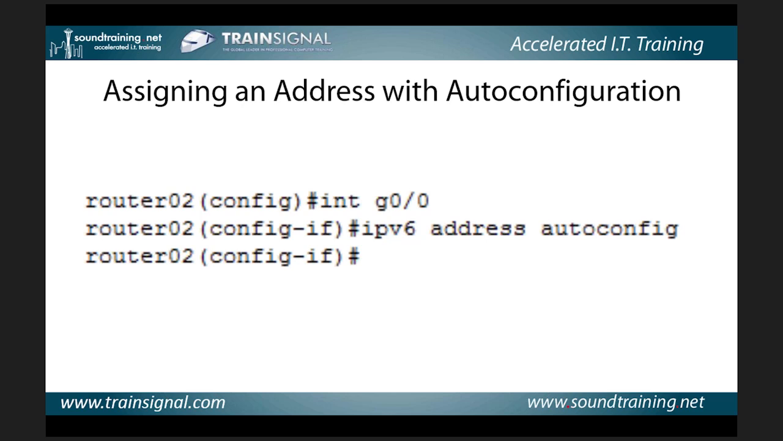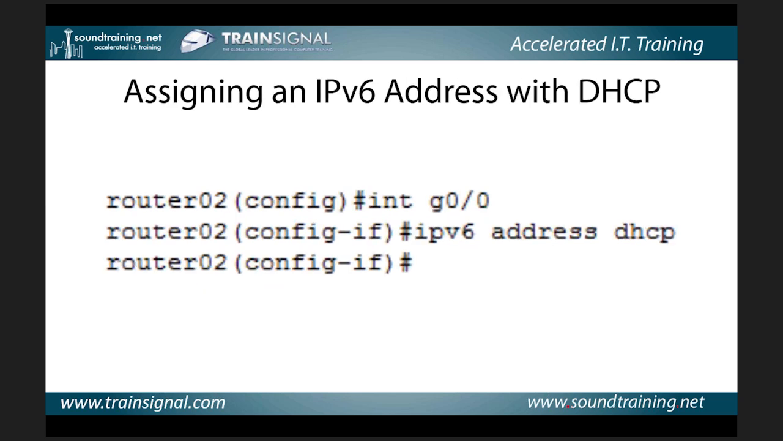Again, this is on a 1941 router, but I went into interface gigabit Ethernet 0/0, and instead of assigning a static address, I used the command IPv6 address autoconfig. And what that does then is the router queries its neighbor to find out what the network address is, and it assigns itself an address on that network. And you can also do it with DHCP as well if you have an IPv6 configured DHCP server. So pretty straightforward, as you can see.